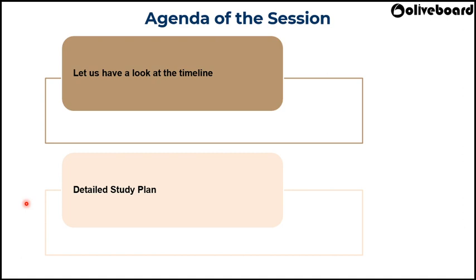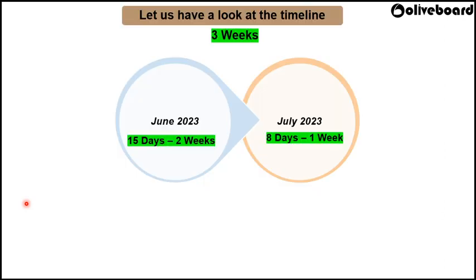So let's have a look at the timeline first. And the second thing is the detailed study plan, which is the agenda of today's session. Fine. So here we are with the availability of 2 weeks here. 15 days we have left in the month of June 2023. And there's going to be 1 week that we have in the month of July. So we are left with 3 weeks of intensive study.